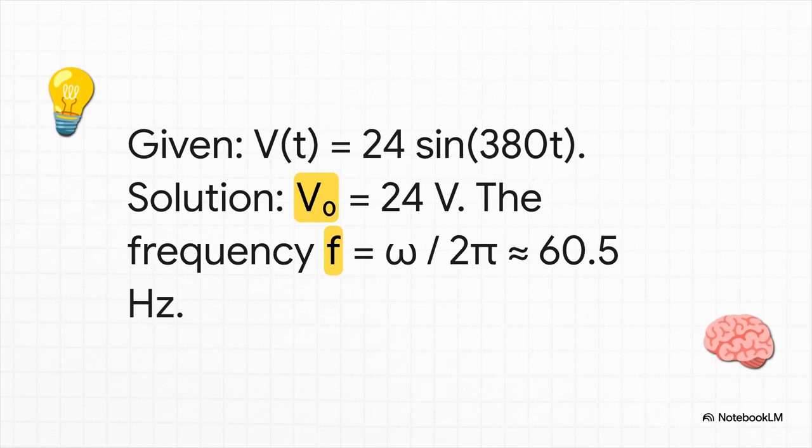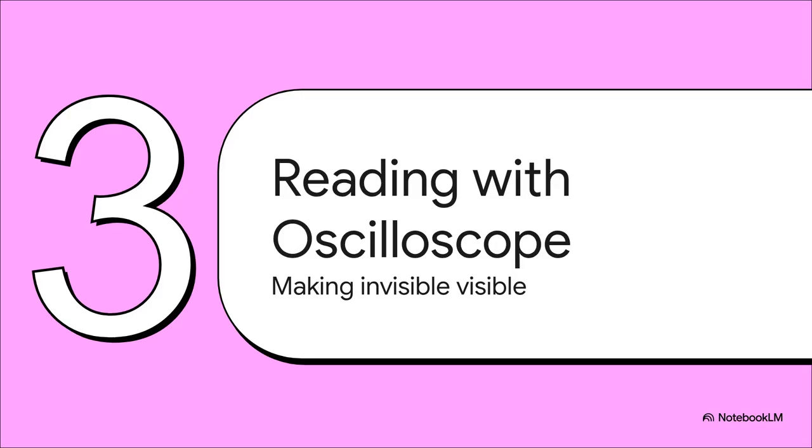Okay, let's put this to the test with a quick example. Imagine you see an equation like this: V(t) = 24 sin(380t). All we have to do is compare it to our standard formula. The number out front, that's our peak voltage, V0. So super easy, it's 24 volts. And the number next to the t inside the sine function? That's our angular frequency, omega, which is 380. To get the real-world frequency, f, we just do omega divided by 2 pi. So 380 divided by 2 pi, and that gives us about 60.5 hertz. See? Not so bad.